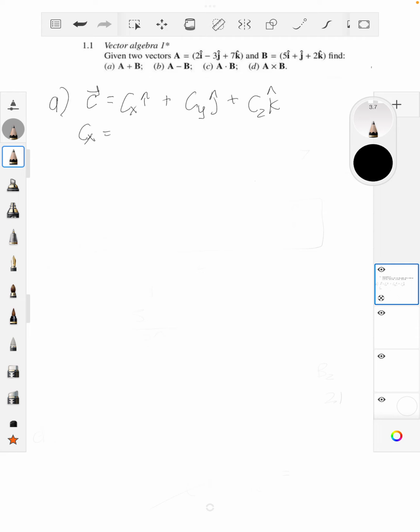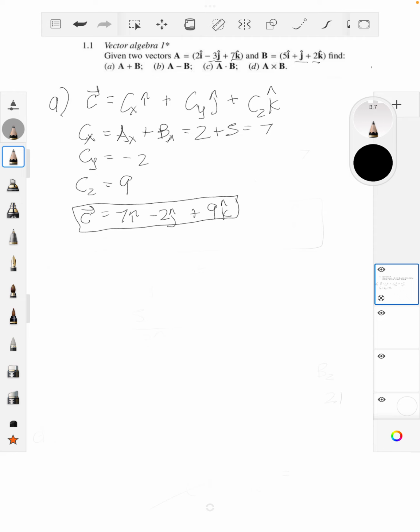So Cx is the sum of Ax and Bx. So that would just be 2 plus 5 equals 7. And a similar process for Cy. We get -3 plus 1, -2. And then for Cz, we have -7 plus 2, which will give us 9. So our final vector is then just 7i hat minus 2j hat plus 9k hat.